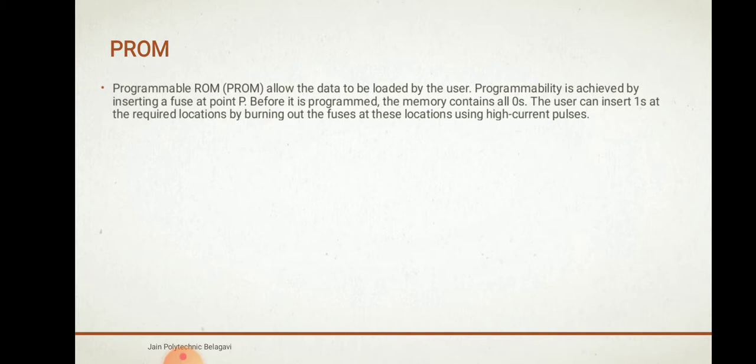Before it is programmed, the memory contains all zeros. So before we load data into the PROM, all the memory should contain 0. The user can insert ones at the required locations by burning out the fuses at these locations using high current pulses. Now if you want to insert one at each of the cells, then you can do it by burning out the fuses at the given location.